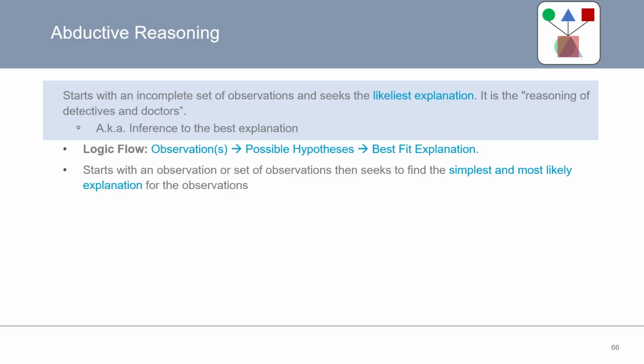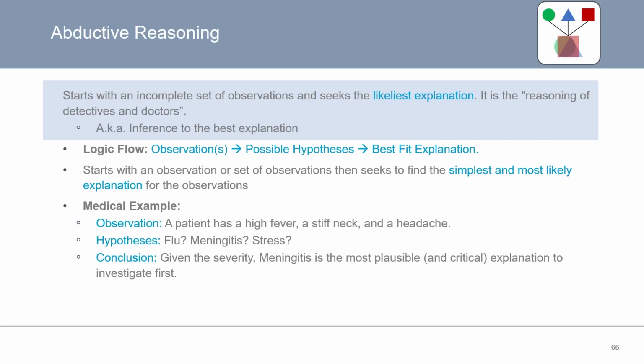Again, overall, this starts with an observation or set of observations and seeks to find the simplest and most likely explanation for the observations. A medical example of this might be to start with the observation that a patient has a high fever, a stiff neck, and a headache. We then consider the possible hypotheses of the patient having the flu, meningitis, or stress. And ultimately, given the severity, we conclude that meningitis is the most plausible and critical explanation to investigate first, even though obviously we don't have any certainty.